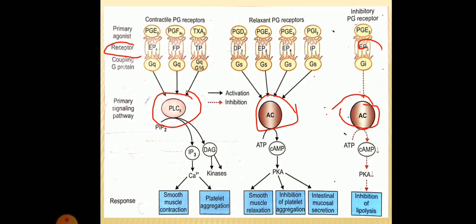There are three types of PG receptors: contractile PG receptors, relaxant PG receptors, and inhibitory PG receptors. All these produce different responses through different primary signaling pathways. You can go deeper into this figure, and you will get more idea.